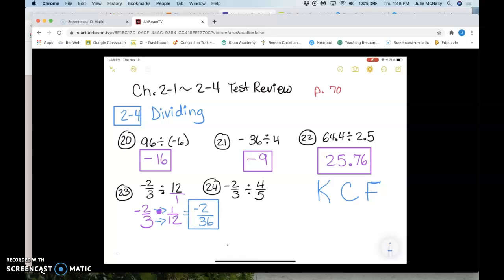And that's my answer. So keep the first fraction the same. Change the sign to multiplication. Flip the second fraction. If it doesn't look like a fraction, make it a fraction by putting a 1 on the bottom.